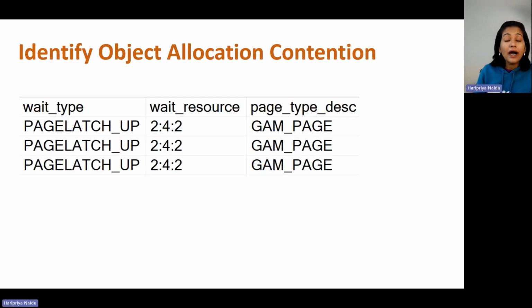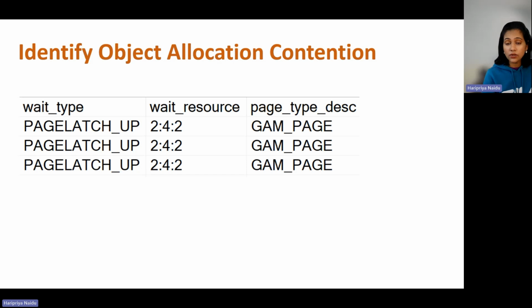Now that we know how this allocation contention occurs, let's see how to identify it. In the demo shortly, I'll show you how this occurs, but I just want to grab a screenshot here and explain what it will look like when you actually see allocation contention. So when you run the script to find the contention, you will see something like this. The wait type will be page latch.